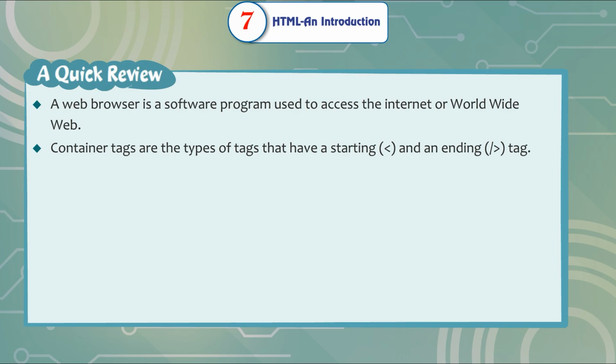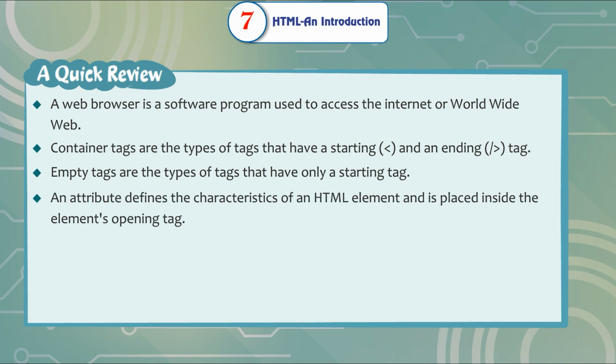Container tags are the types of tags that have a starting and an ending tag. Empty tags are the types of tags that have only a starting tag. An attribute defines the characteristics of an HTML element and is placed inside the element's opening tag.